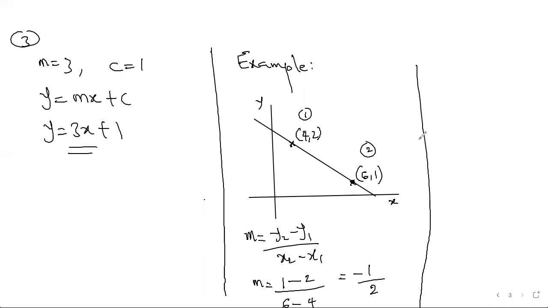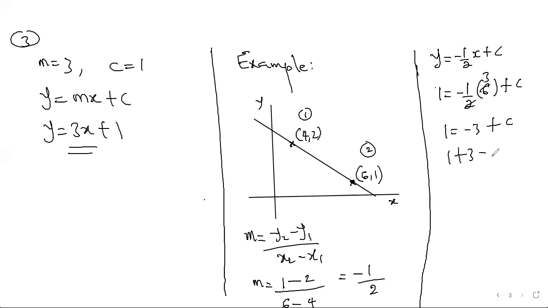I can write the equation, though I don't know the intercept yet. Y equals minus half x plus c. So I can use any of these 2 points to figure out what the c will be. So y is 1 equals minus half, x is 6 plus c. So 1 equals, this can cancel this, minus 3 plus c. So 1 plus 3 equals c. So c equals 4. So that means the equation will be y equals minus half x plus 4.